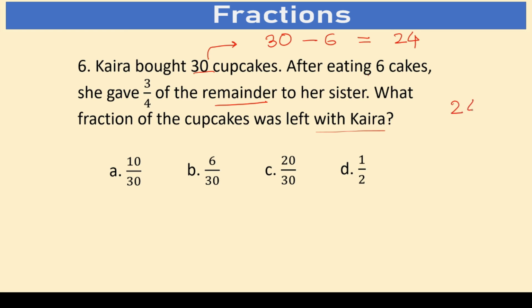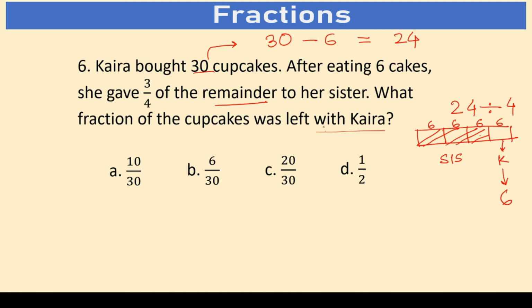Now 24 she divided into 4 equal portions, and 3/4 of it, that is 3 portions, she gave to her sister and 1 portion she kept for herself. So what is in each of these portions? Well, for that you divide 24 by 4, which is nothing but 6. So each box had 6 cupcakes. 3/4 gone to sister, 1 portion left with her. So Kyra has 6 cupcakes with her.